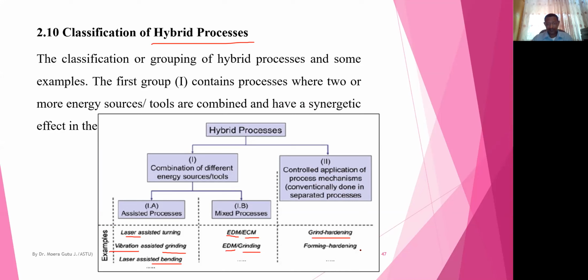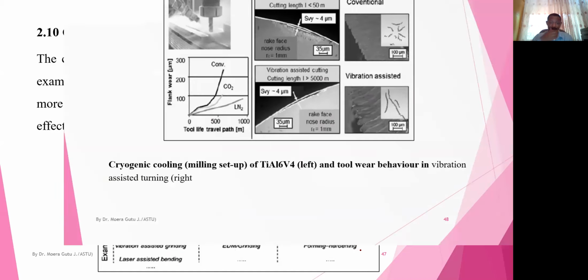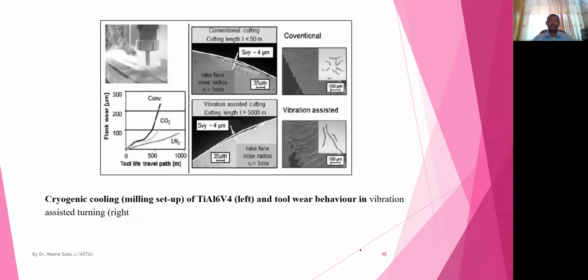Grinding hardening and form hardening are the second hybrid technologies. The other one, for example, here for tool life, you will see the travel paths and the flank wear. So for conventional machining, CO2 (carbon dioxide) laser machining, and LN, nitriding process, there are two life travel paths with increasing flank wear in micrometers. This is the morphology after characterization of the tool.